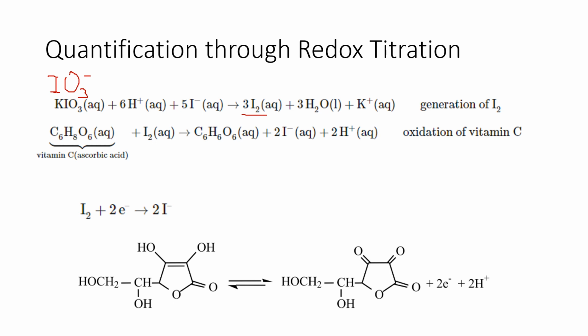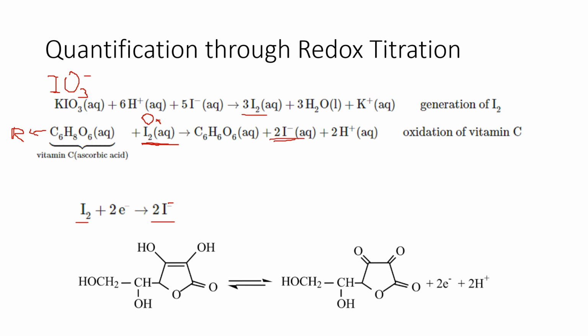This elemental iodine can react with the vitamin C, or ascorbic acid. In the second equation, the ascorbic acid is the reductant, and the iodine generated in the first equation is the oxidant. So the iodine is reduced by the vitamin C, the reductant, and the iodine becomes iodide, as shown in the second equation.